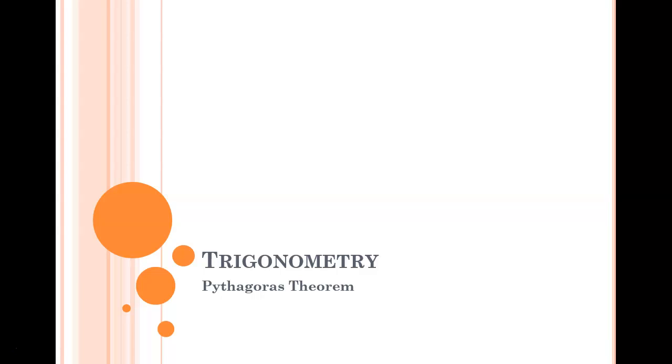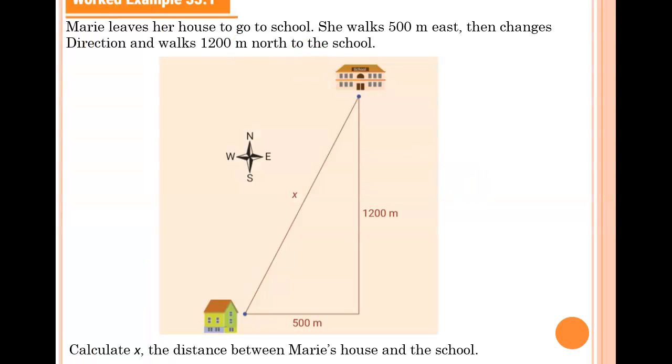This is trigonometry, Pythagoras' Theorem. Let's have a look at a little question. The question we've got here is worked example 33.1. Marie leaves her house to go to school. She walks 500 meters east, then changes direction and walks 1200 meters north to the school.